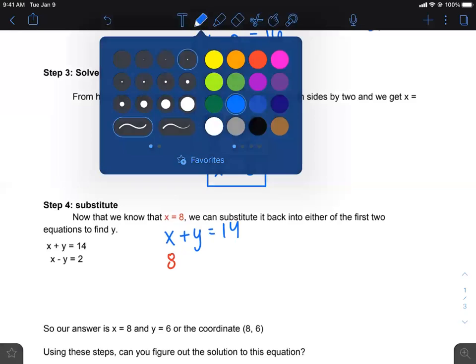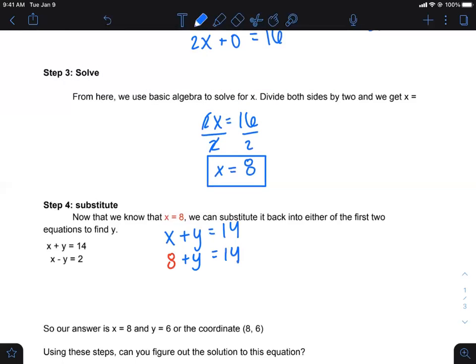So this updates our equation to 8 plus y is equal to 14. Claire, how do I get y by itself? Well, do you have to do the addition or subtraction that we just did? Yes, right? Subtraction. Because to undo addition is subtraction, because 8 minus 8 gives me 0, so I'm left with just y. 14 minus 8 gives me 6. So y is equal to 6.